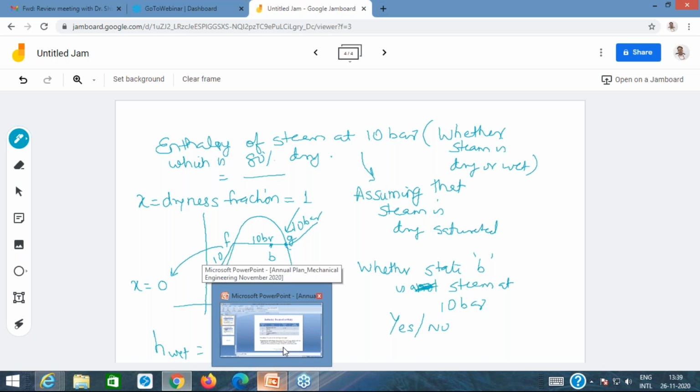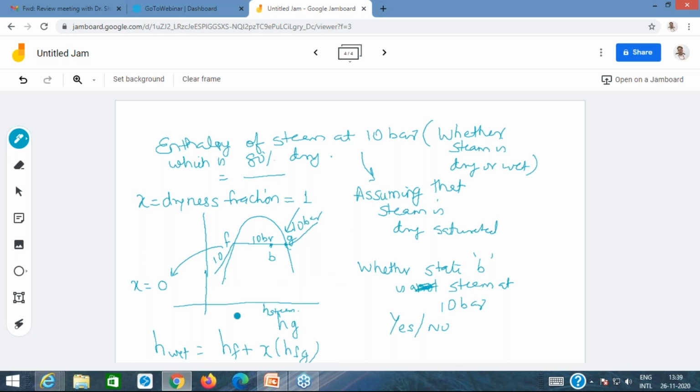Are you getting this point? H wet is HF plus X into HFG. So the answer for this problem would be HF at 10 bar, which you'll have to find, plus 0.8 into HFG at 10 bar. So find the answer and tell me. From the steam tables, tell me the values of HF at 10 bar and HFG at 10 bar, multiply 0.8 with HFG and figure out the enthalpy of wet steam.